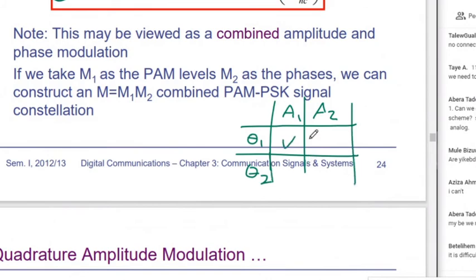How many combinations do you have? We have a total of 4: amplitude A2 with angle theta 1, and amplitude A1 with angle theta 2. Okay, we have 4 different combinations.